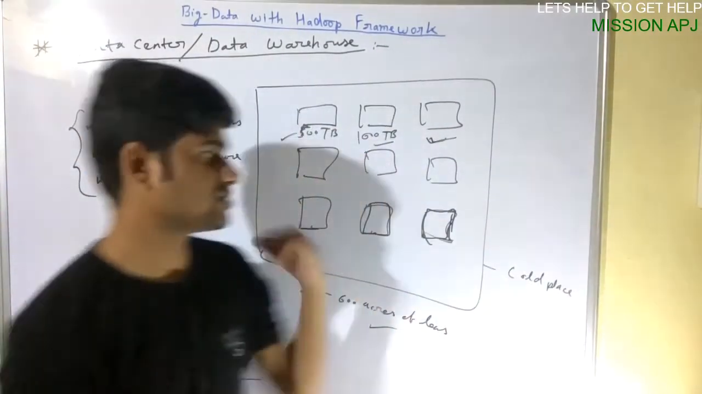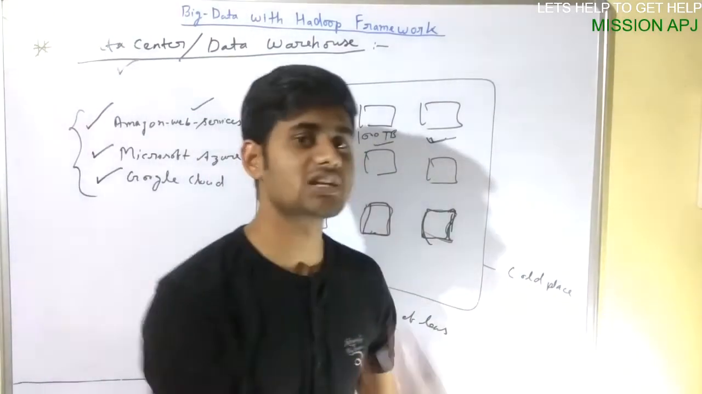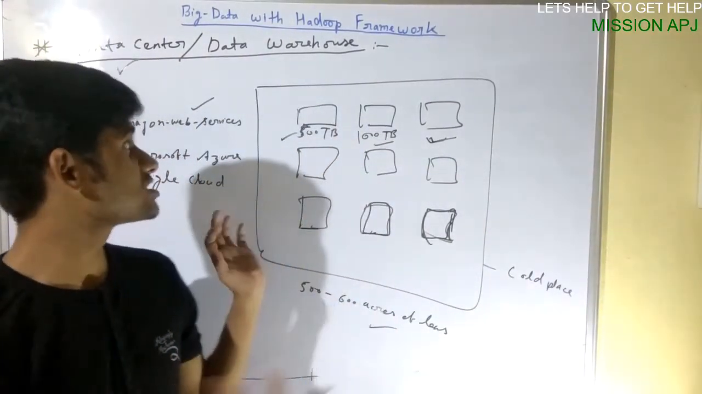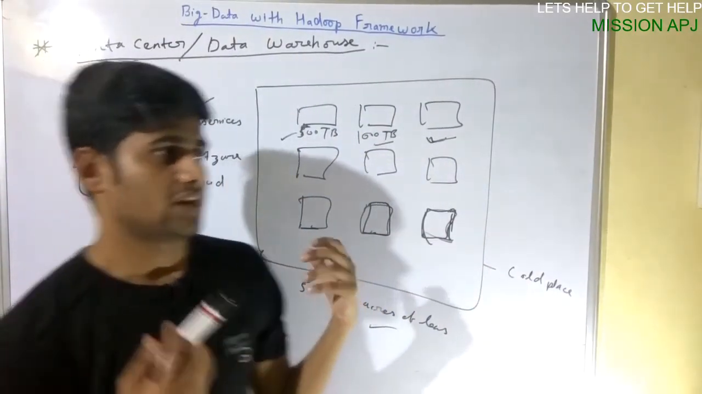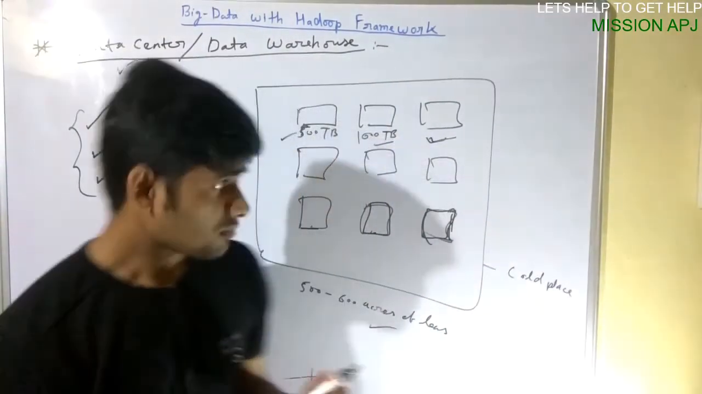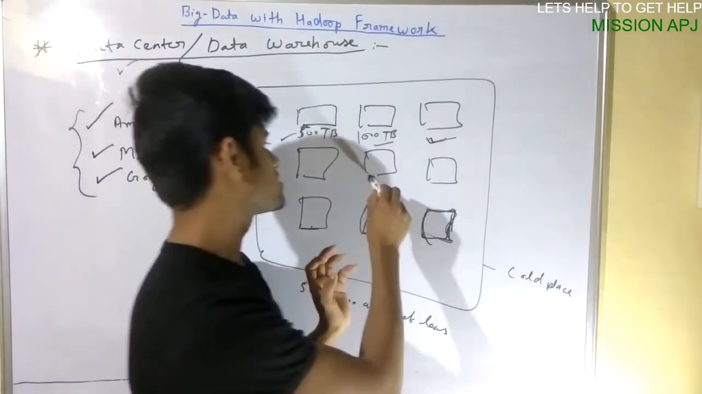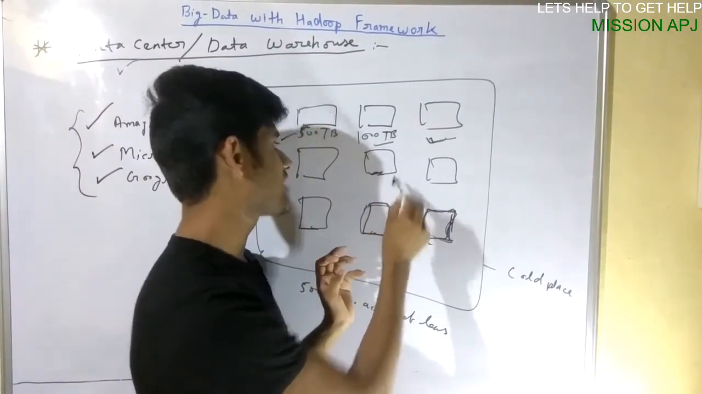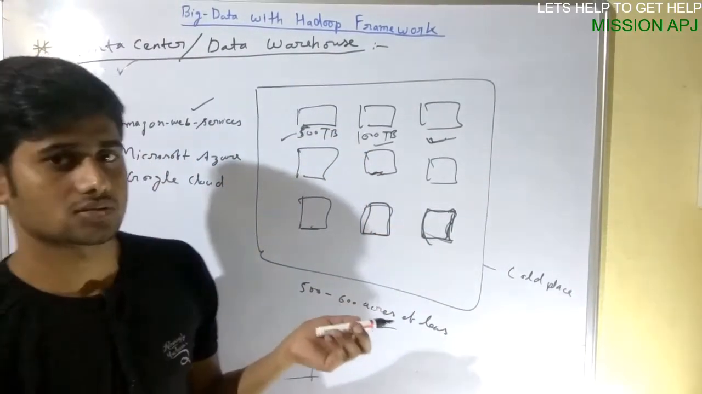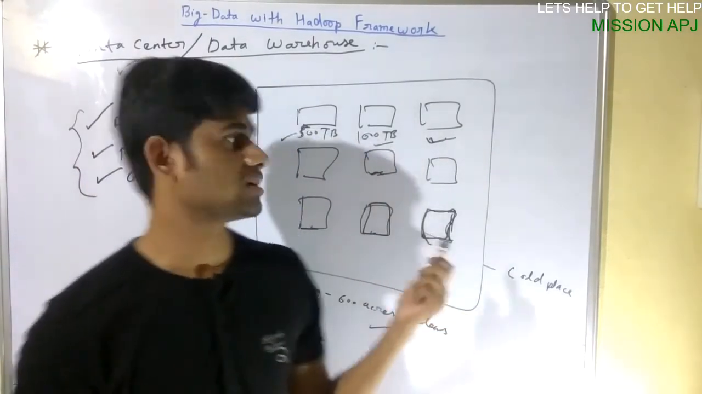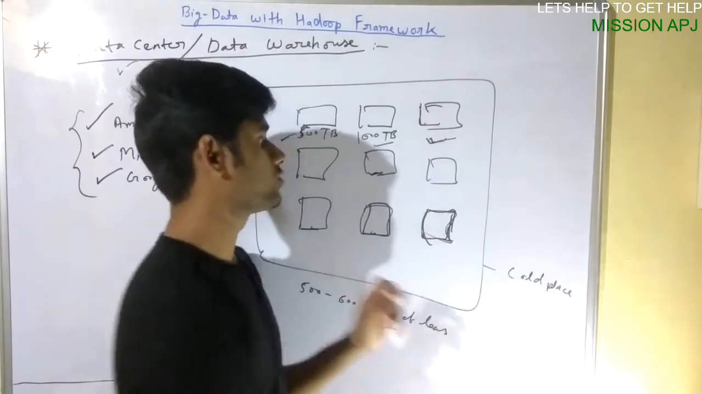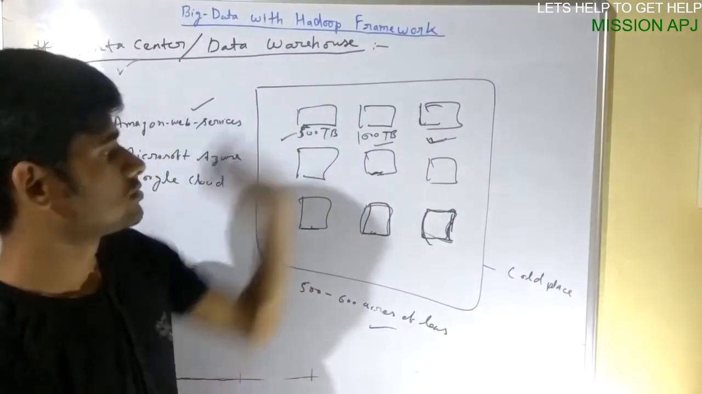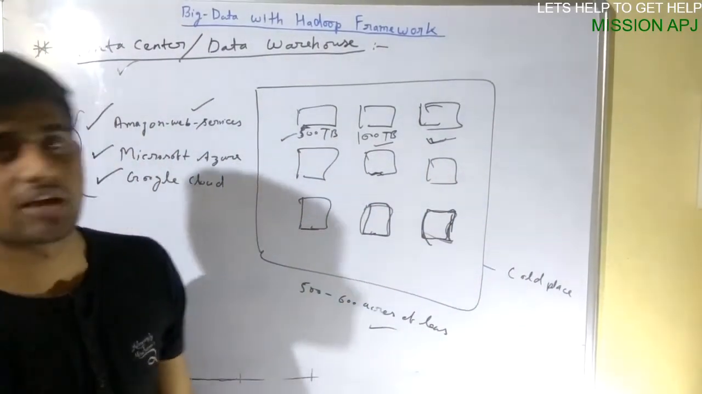Okay, this amount of data has been stored. Now generally this data warehouse is kept in a cold place. Why? Because if the temperature increases, the hard disk starts not working properly, and the data may be lost. So we keep those data warehouses in a very cold place.